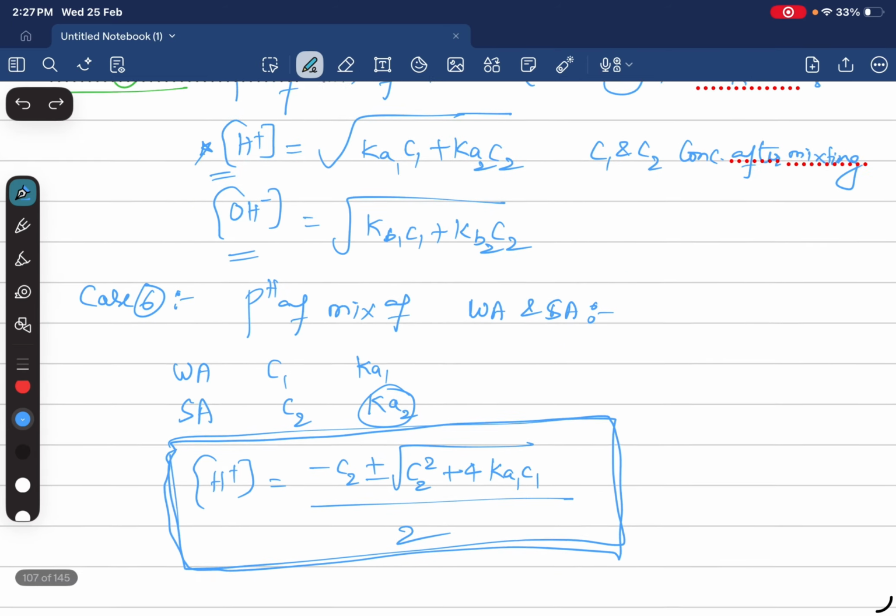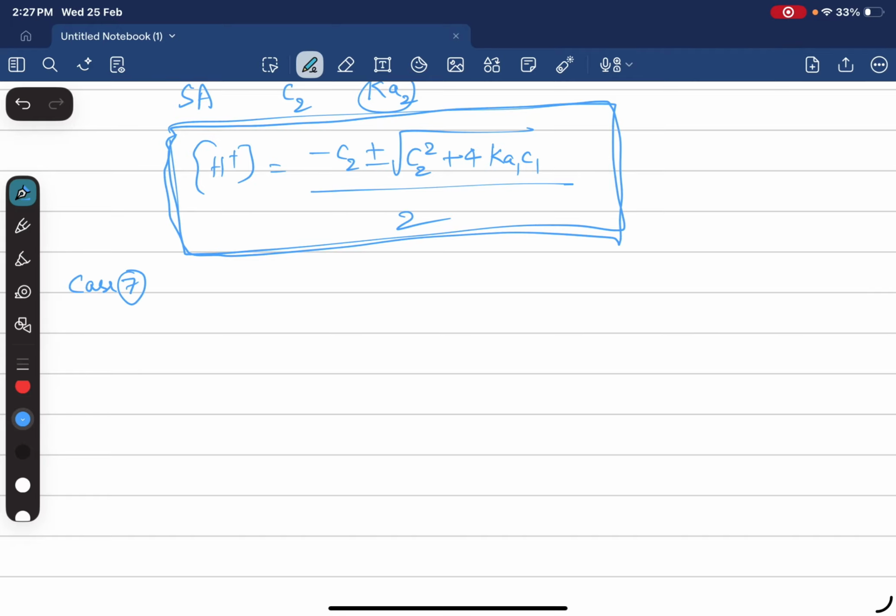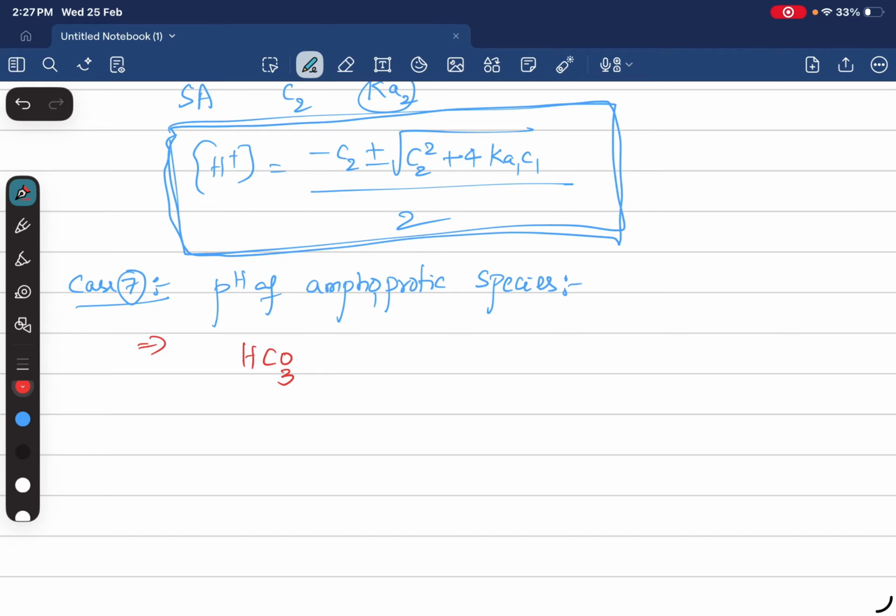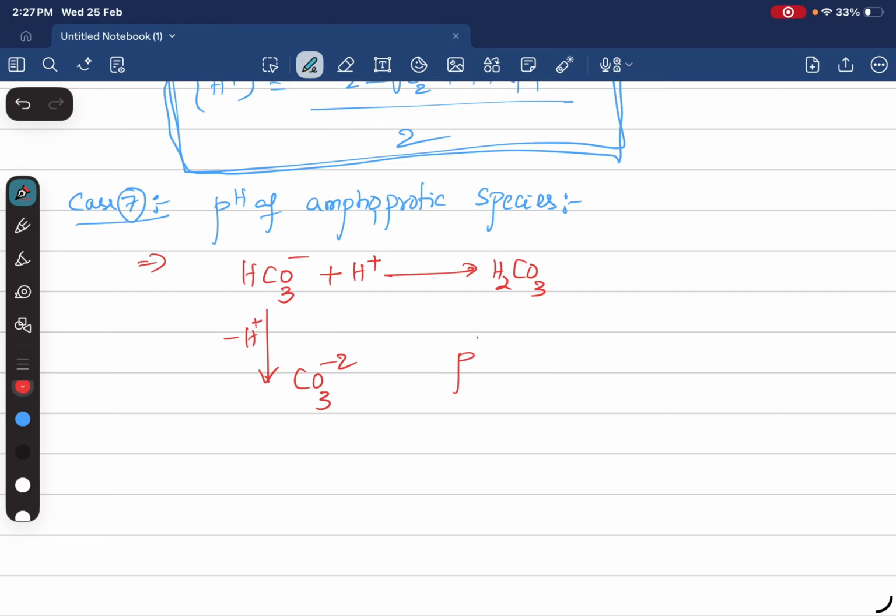Coming to next most important, case 7. So pH of amphiprotic species. Let us take HCO3- is the amphiprotic species. It accepts H+ and becomes H2CO3. It loses H+ and becomes CO3 2-, so that it behaves as amphoteric oxide, amphiprotic species. So pH equals pKa1 plus pKa2 by 2. This is for this one only. This is Ka1, this is Ka2.